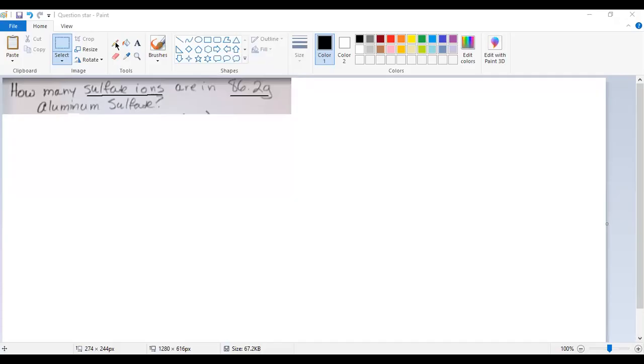So I'd like to talk about a question here that is a deviation from the traditional approach usually taken when working with moles and conversion factors. This question in particular tells us to find how many sulfate ions are in 86.2 grams of aluminum sulfate. So first and foremost, you have to have some recognition of what aluminum sulfate is.